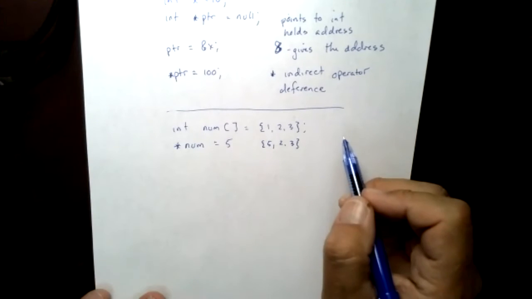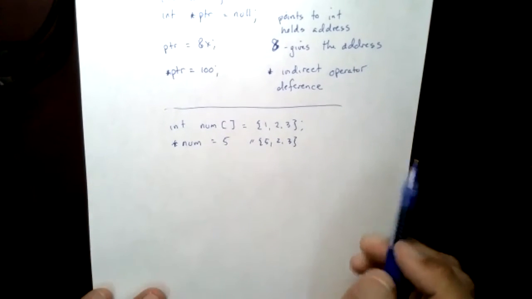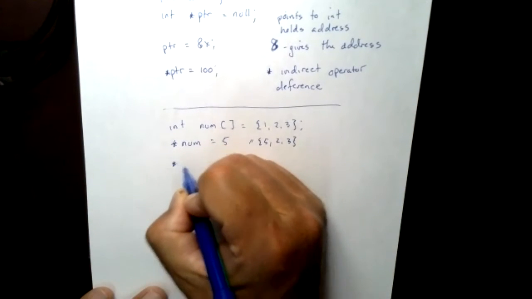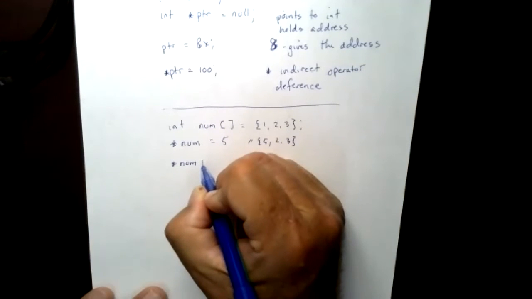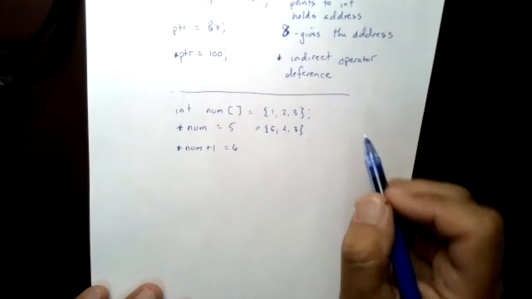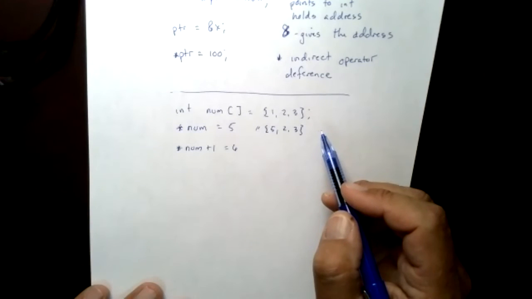Again, sorry, I'm scribbling some of this down. You know, this is documentation, just making some notes. You know, did something like that. What if I did asterisk num plus 1 equals 6? What would that do? Change 2 to 6. 5.